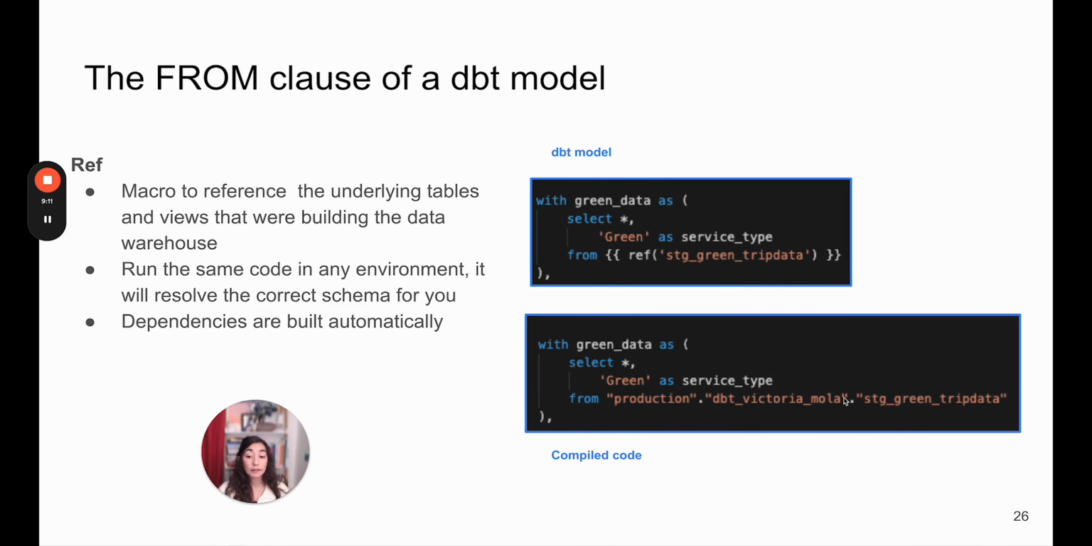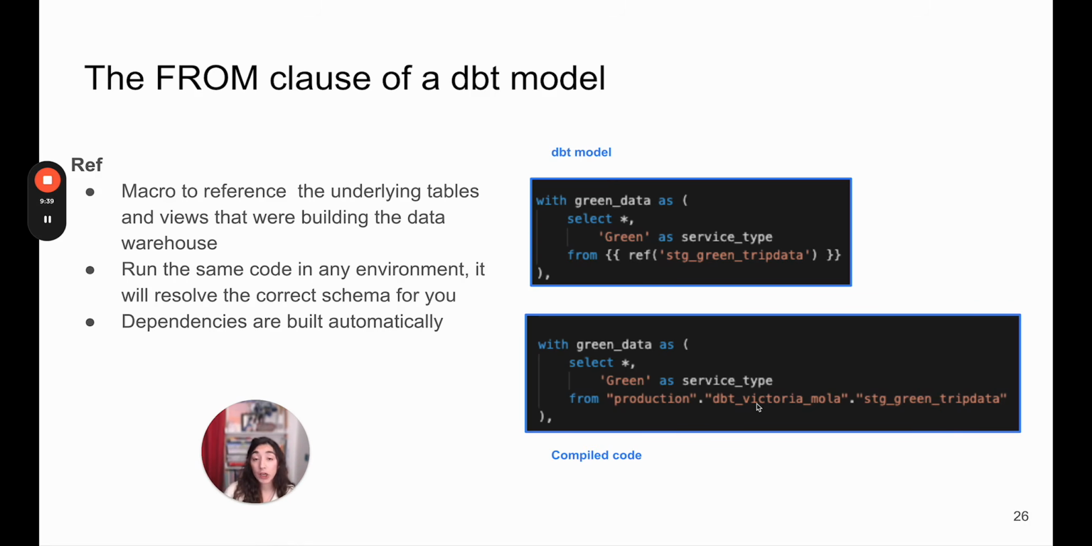This allows us to run the same code within any environment. This means when I'm working on this, it's going to my name, so the dbt_victoria schema, but when we are running this in production, this is going to go to something like production. And DBT abstracts all of that complexity from our responsibilities and allows us to just run the same code everywhere.